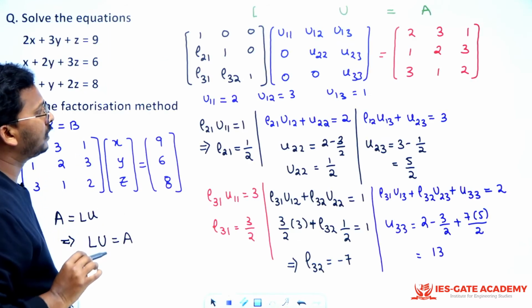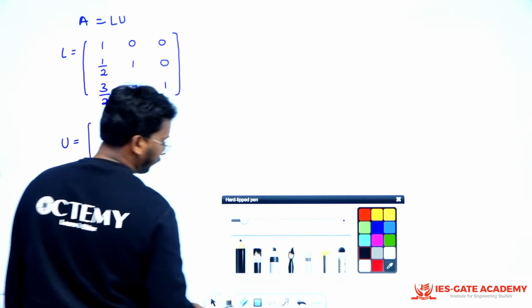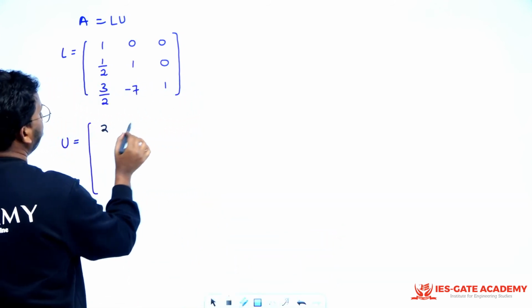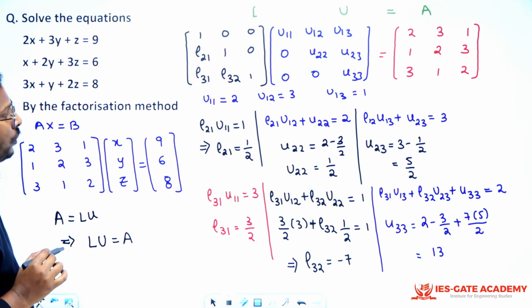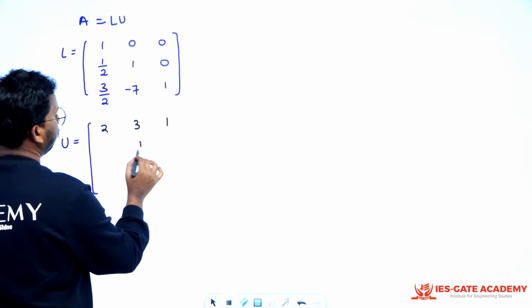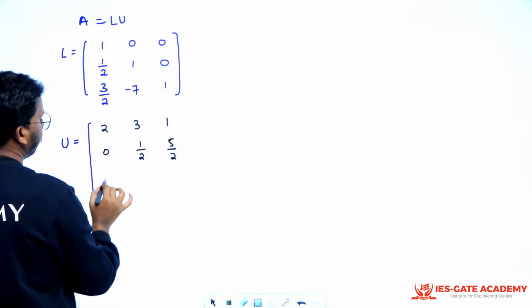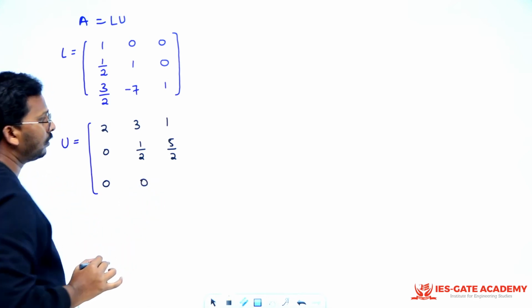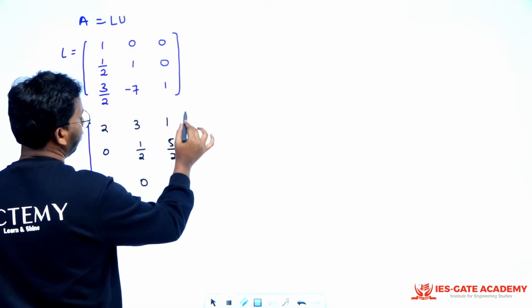Your U matrix is U11, 2, 3, 1. This is like this here. Next, what is your U22? 1 by 2, 5 by 2. This is 1 by 2, this is 5 by 2. This is 0, 0, and U33 is 13.